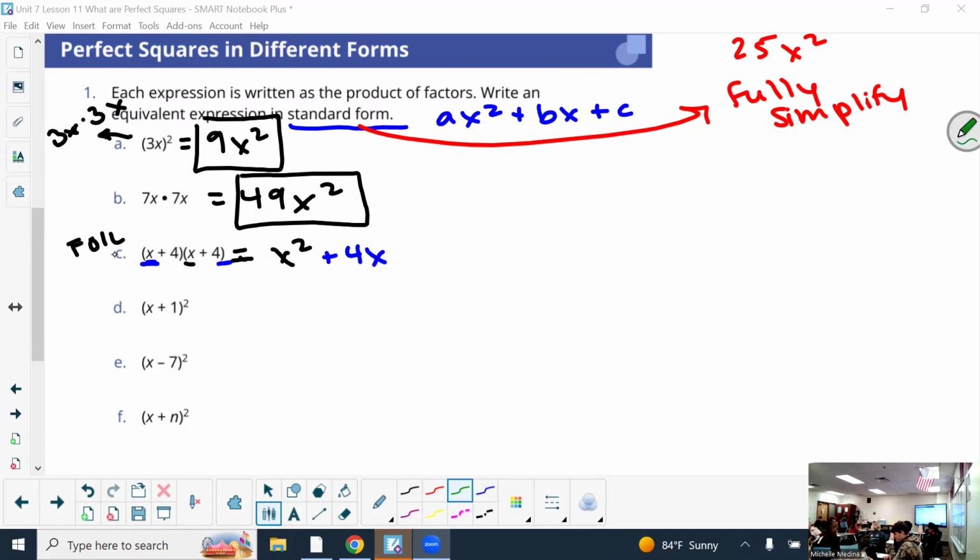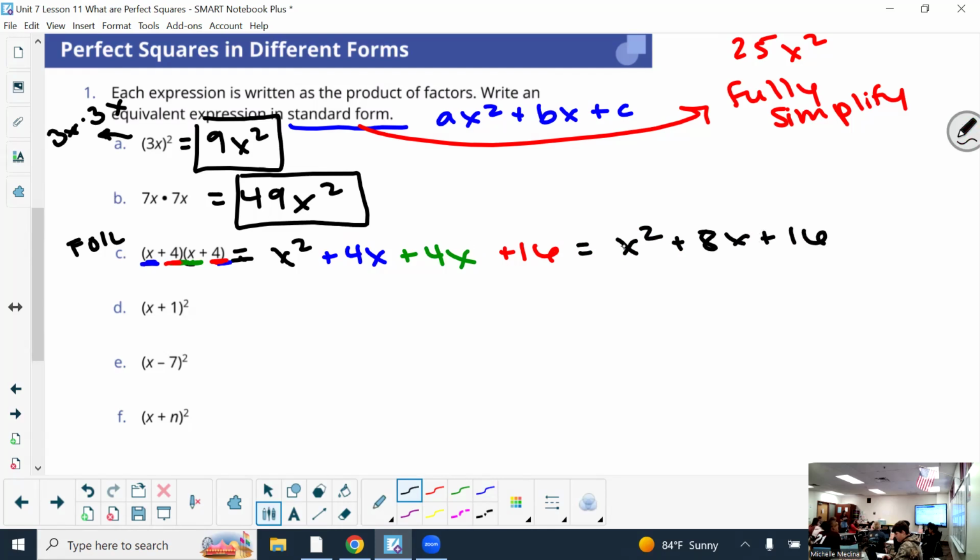Now multiply the inner terms of the problem. 4 times x is. And now multiply the last term of each parentheses, 4 times 4. Good. And truly standard form would be fully simplified. So then we just combine the like terms in the middle, and this is our final answer. So 4x plus 4x makes 8x.